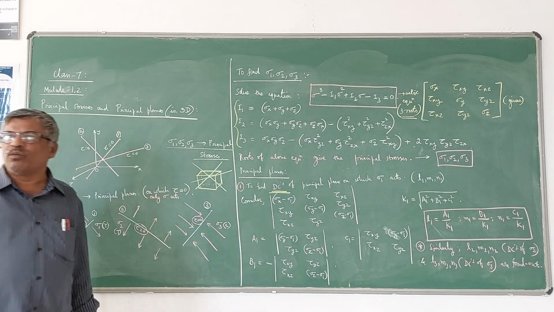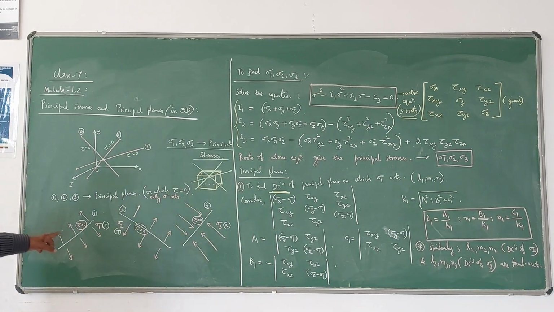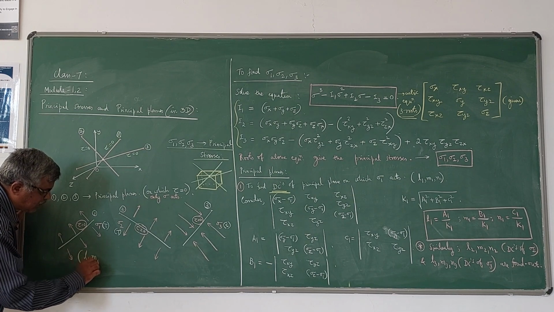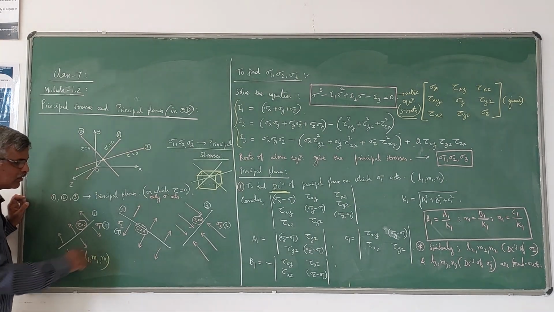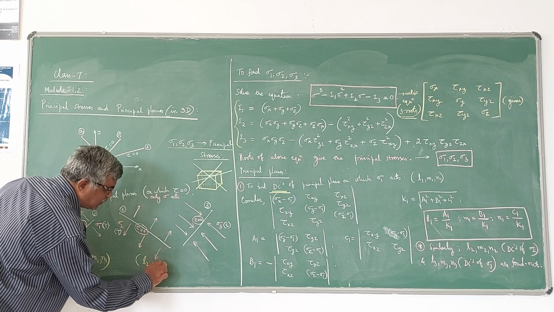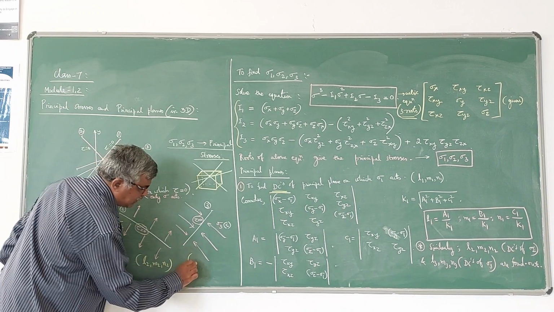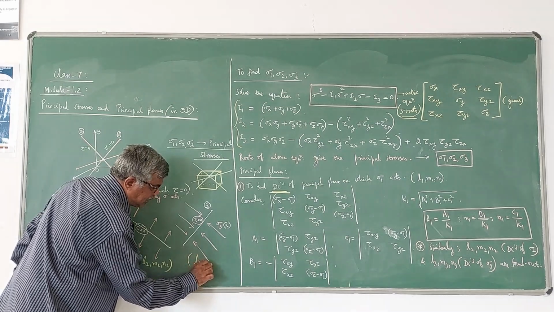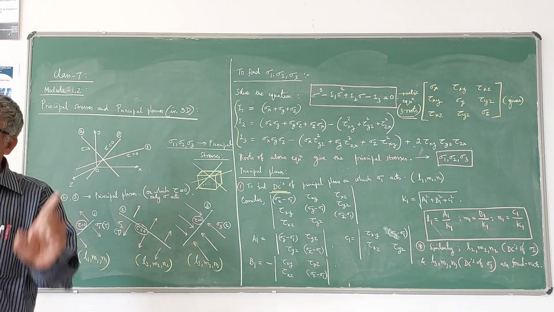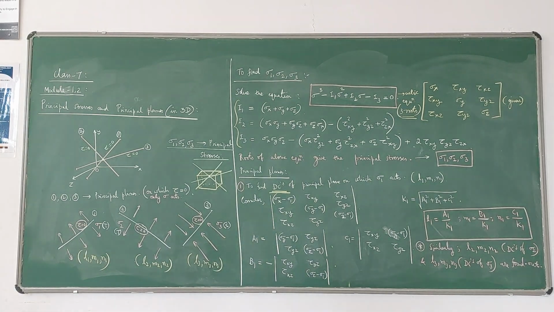So for this plane I take the direction cosines as L1, M1, N1. For this plane I take the direction cosines as L2, M2, N2. For this one I take them as L3, M3, N3. We have to find these out for each one.